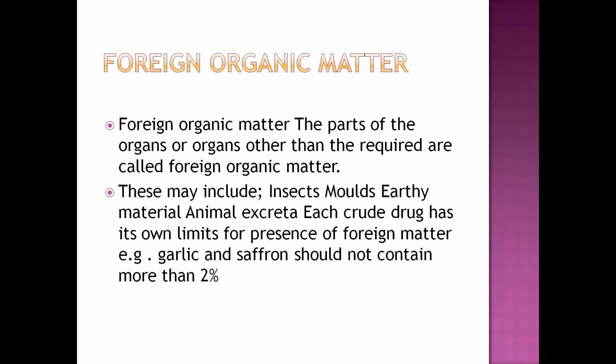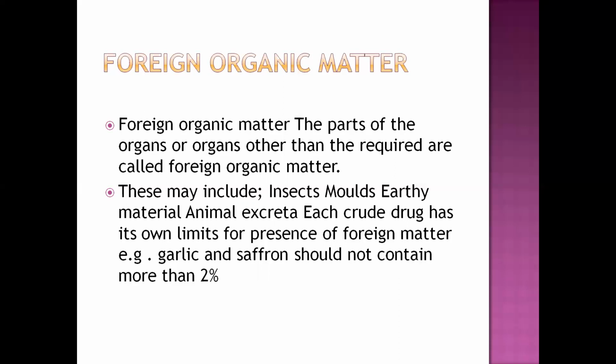The last parameter is foreign organic matter. क्या होता है फॉरेन ऑर्गेनिक मैटर? फॉरेन मीन्स कोई बाहर से चीज आई है, मतलब आपका जो क्रूड ड्रग है उसमें जो चीज आपको चाहिए वो नहीं है, बाहर से कुछ आ गया. The parts of the organ and the organs other than the required one are called as foreign organic matter. उसको हम फॉरेन ऑर्गेनिक मैटर बोल रहे हैं.